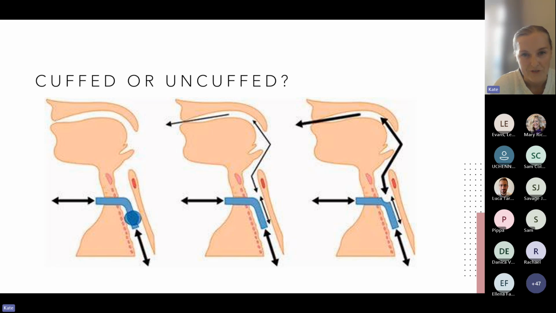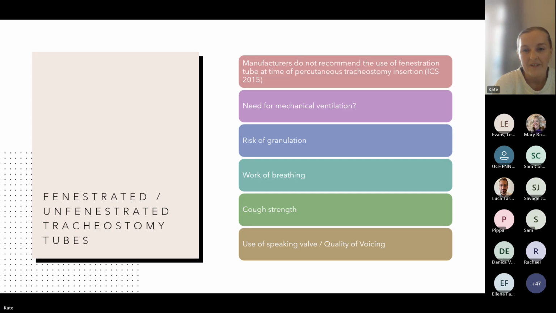I've just put a lovely picture in there just to emphasise the two different routes of airflow and the impact of the size of your tracheostomy tube. So just make sure that you've got airflow going around that tracheostomy for whatever reason, if you're using a speaking valve or if you're trying to wean a patient. Fenestrated or unfenestrated, you need to think about what tube you're using again and why.